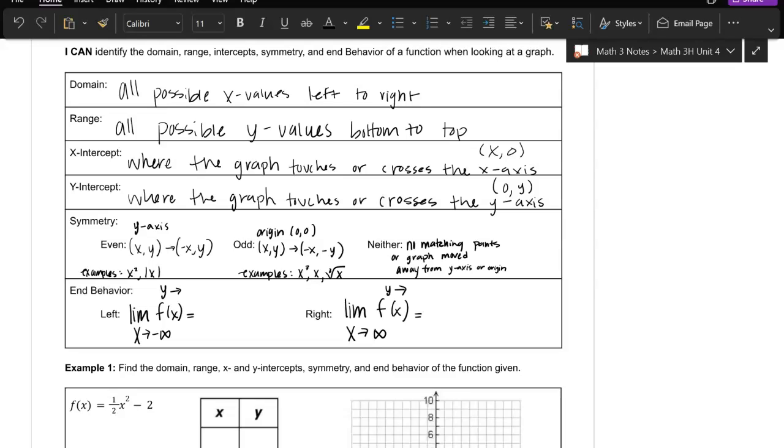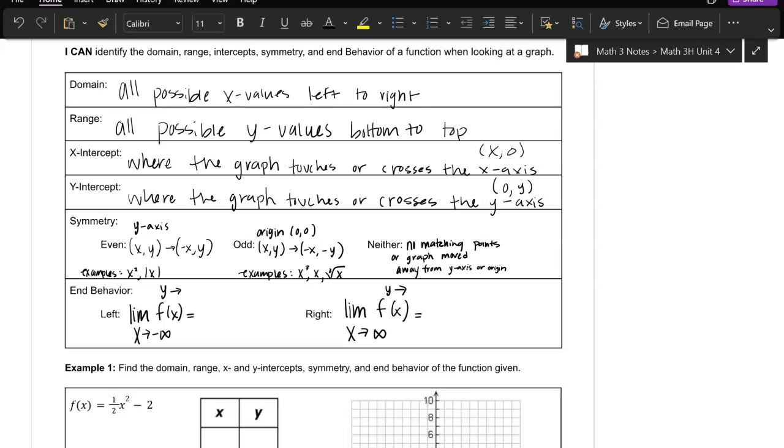All right, domain is all possible x values left to right. Range is all possible y values bottom to top. X-intercepts are where the graph touches or crosses the x-axis and is the point (x, 0). Y-intercept is where the graph touches or crosses the y-axis and it's a (0, y) point.